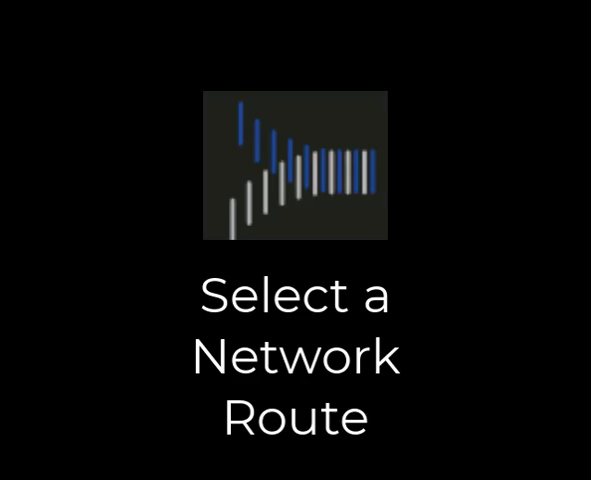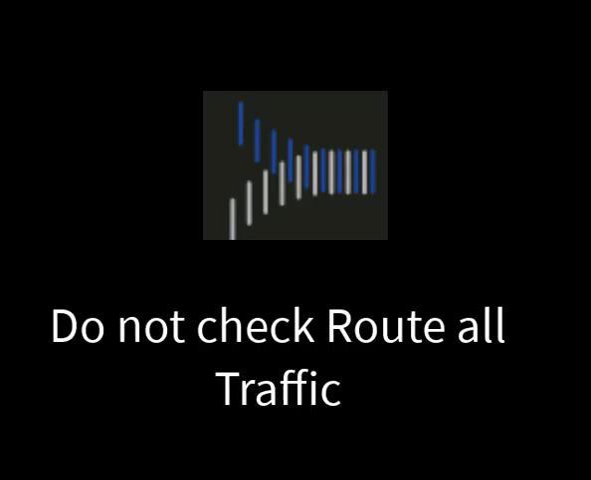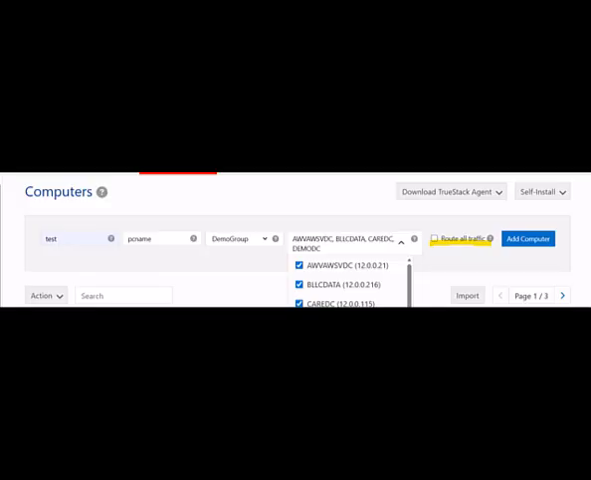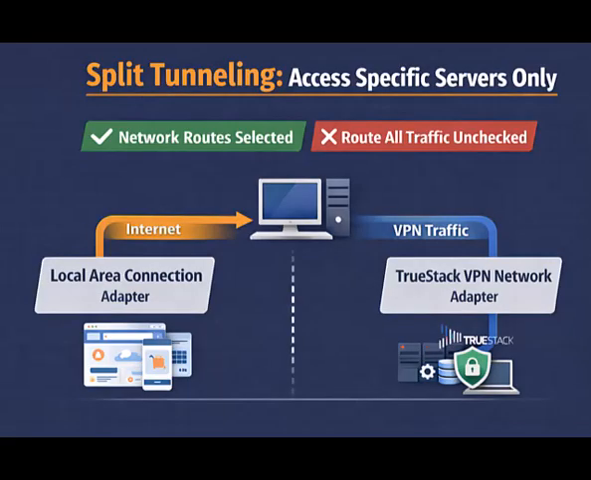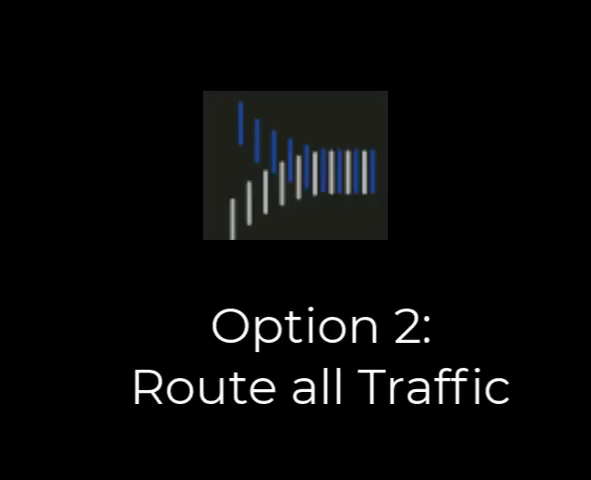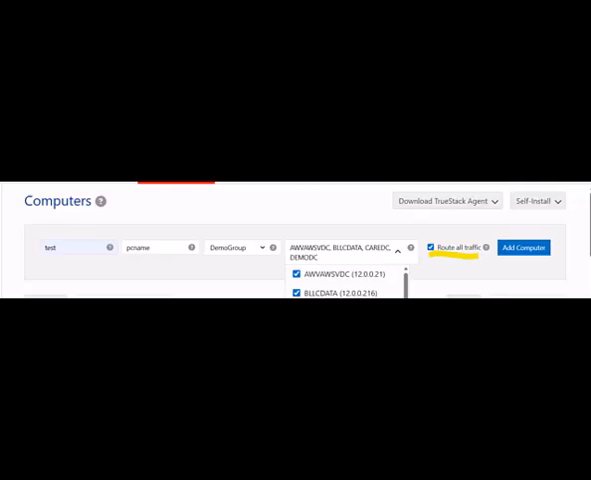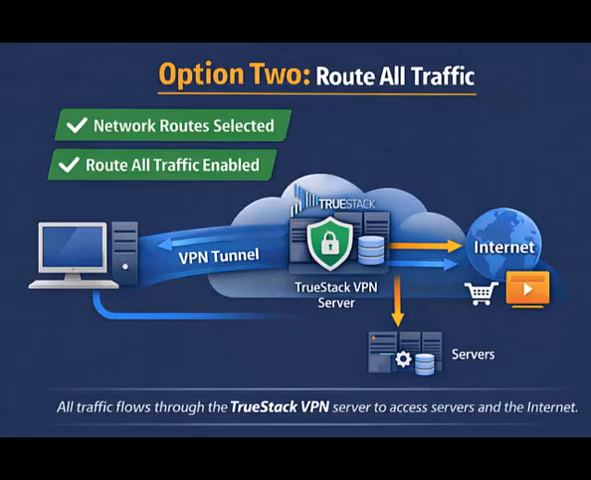If network routes are selected and route all traffic is unchecked, traffic to those servers goes through the VPN, while internet traffic continues to use the computer's normal network connection. Option 2, route everything through the VPN. If route all traffic is enabled, all traffic is sent through the VPN tunnel. If network routes are selected, server traffic routes to those networks, and internet traffic exits from the TrueStack server.